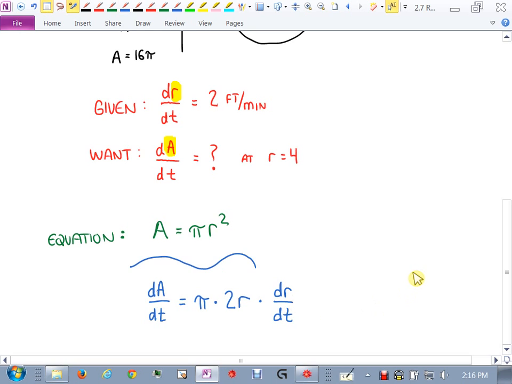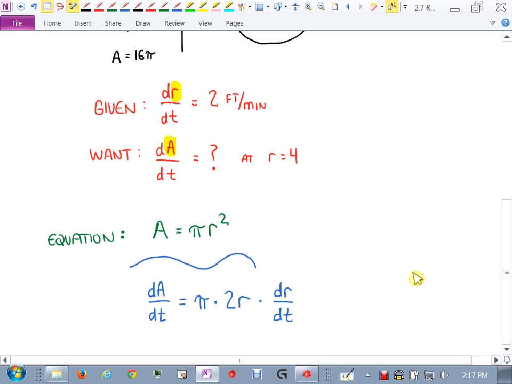Do you follow that? Any questions? We're done. We're not done with the problem, but we're done with the calculus part of the problem. The calculus is over, just taking that derivative. Now look at what we have in this new equation. dA/dt. Isn't that what we want to know? Pi times 2 times r.